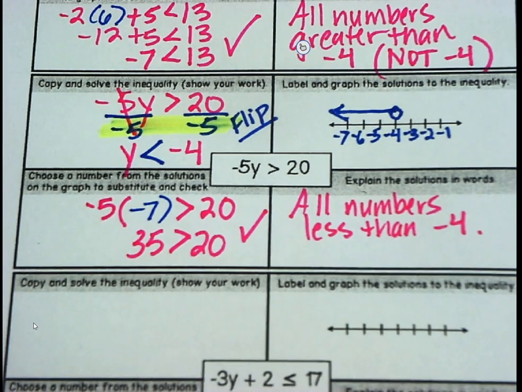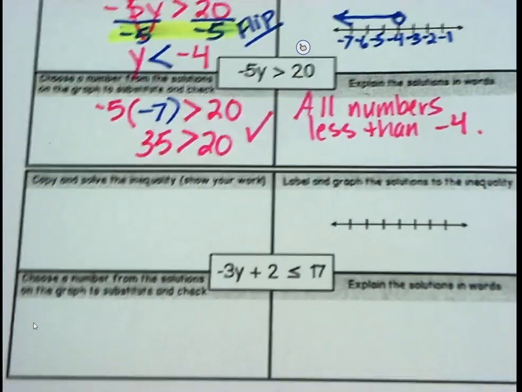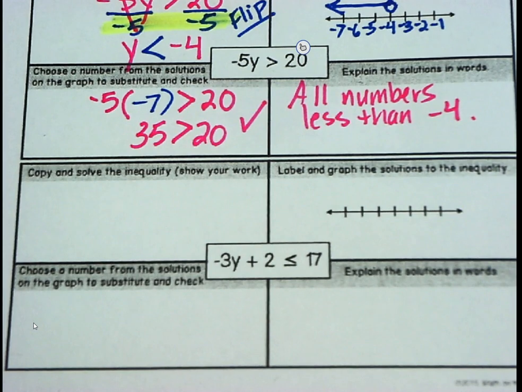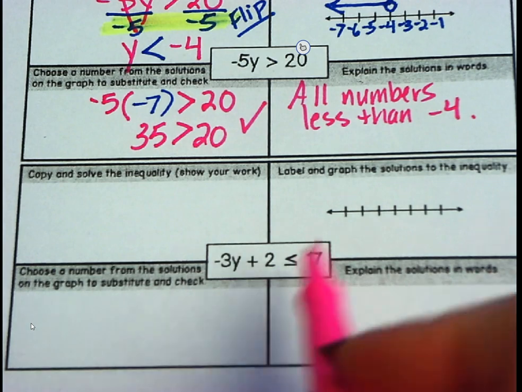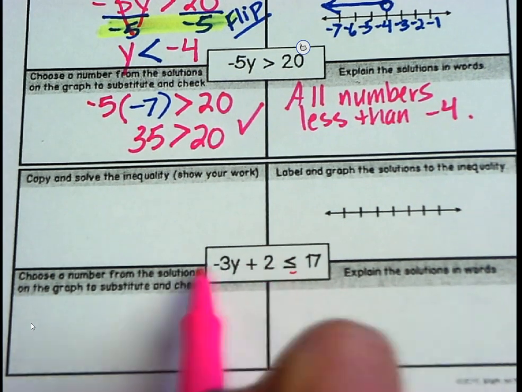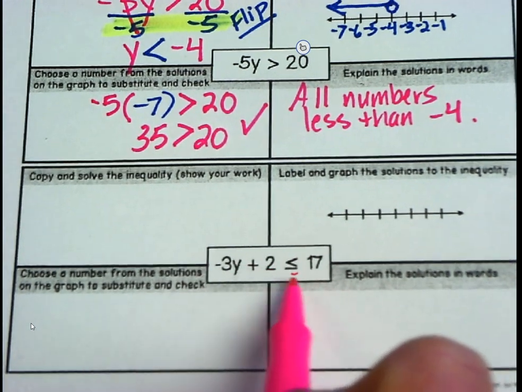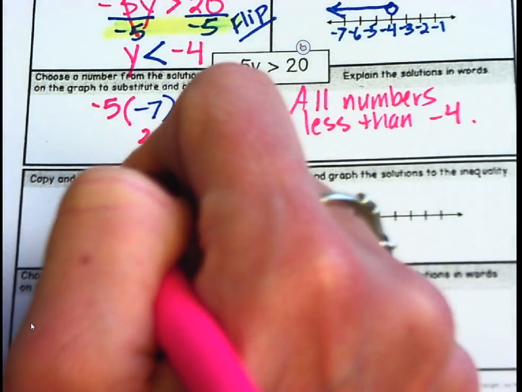We're going to look at our third example. But here's what I'm going to do for this one. This time I'm going to rewrite the inequality so that the variable's on the other side. So let me show you. I'm just going to rewrite it over here so that if it was on the other side, you'll know what to do. So I'm going to write 17.